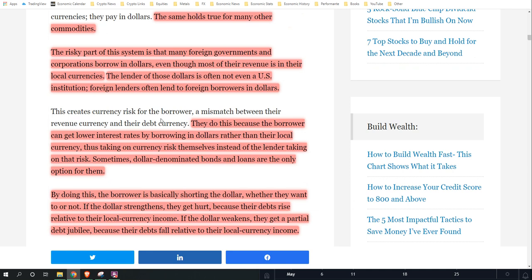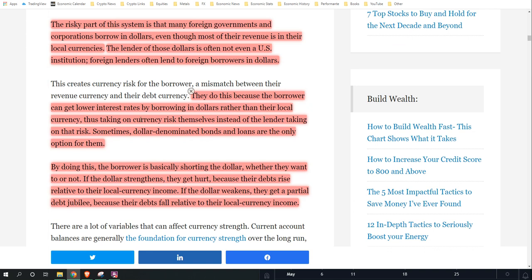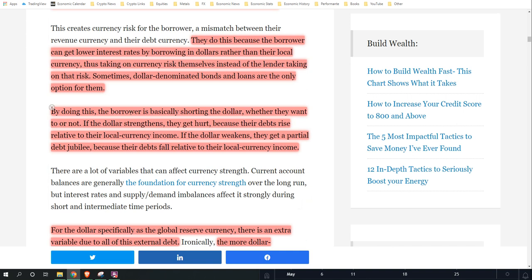So this is the important part. They do this because a borrower can get lower rates by borrowing in dollars rather than their local currency, thus taking on currency risk themselves instead of the lender taking on that risk. So sometimes the dollar-denominated bonds and loans are the only option for them.